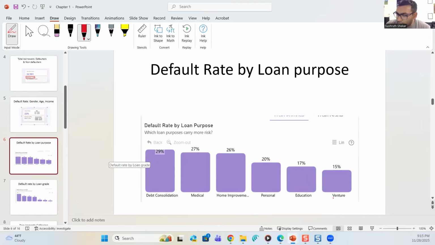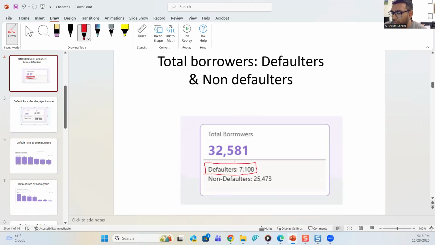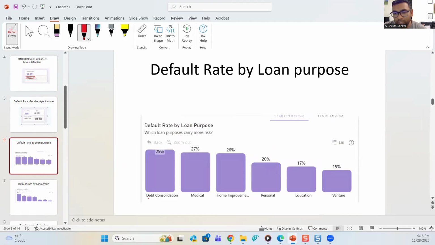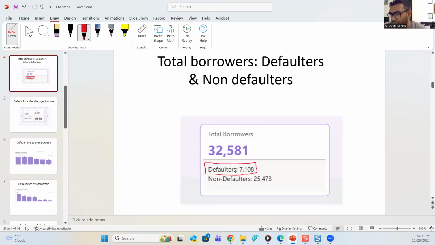It has to add up to 100%, but I don't think it's adding up to 100%. Just excuse that. In theory, in real time, it's going to add to 100%. This one is not adding to 100%, but that's okay. We are just trying to understand the IT aspects of it, not the math behind it. But you get the logic. We want to see the percentage of people in the 7,108 who defaulted on a debt consolidation loan, the percentage who defaulted on a medical loan, and the percentage who defaulted on a home improvement loan. That is again the percentage of this 7,108.